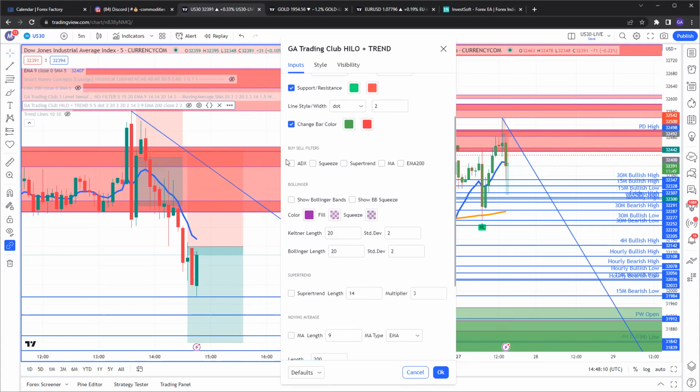Let's see. So here are the filters. Again, the ADX filter filters out high volatility periods, so you won't get signals that fall into highly volatile periods. You have the squeeze filter. We already talked about what the squeeze is. The squeeze filter is based off of the Bollinger Bands.